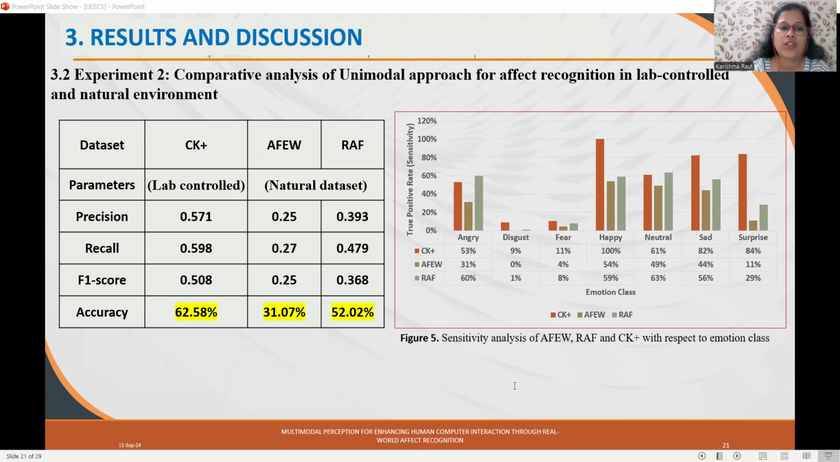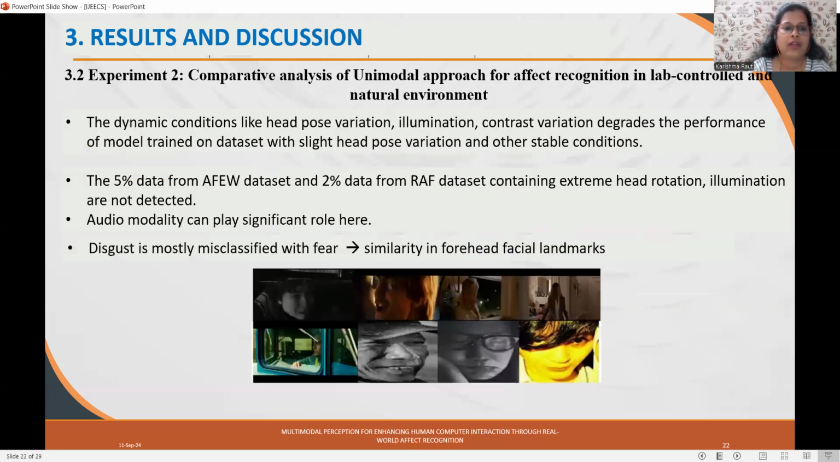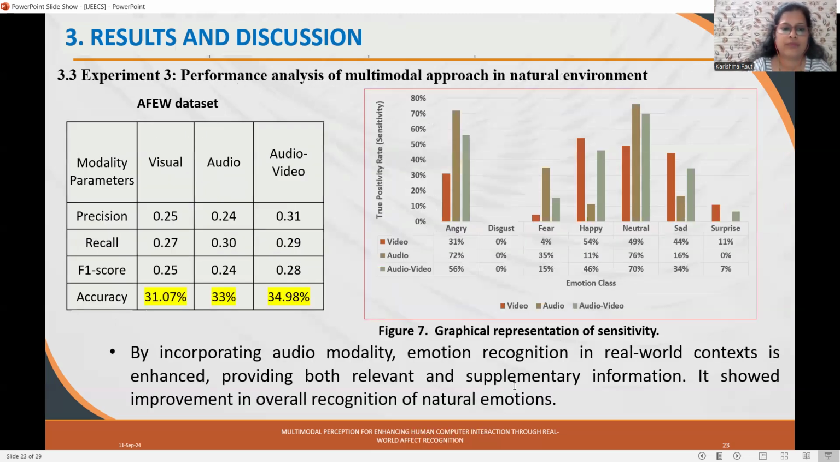A facial expression may occasionally be confused with other expressions in the wild when numerous expressions coexist together. The extreme illumination conditions, head positions, and occlusions are responsible for not detecting a few data from the dynamic datasets AFEW and RAF. These are some samples from data which are not detected at all. A comparative analysis of unimodal and multimodal approaches is conducted in a natural environment. The dataset used for training the model is AFEW with 774 videos, and the test dataset contains 383 videos from AFEW. The figure shows sensitivity analysis of unimodal and multimodal approaches for emotion classes.